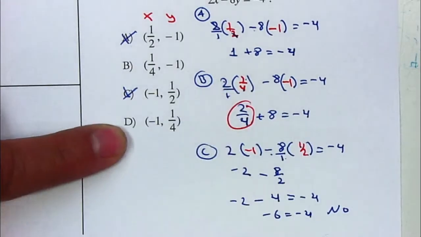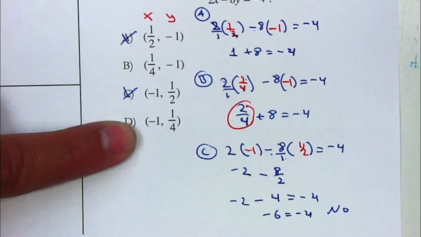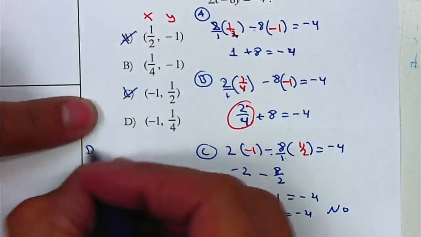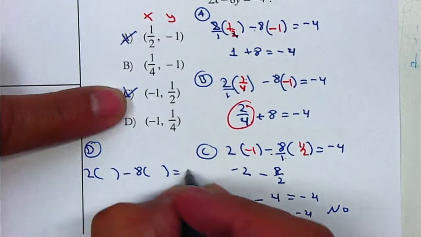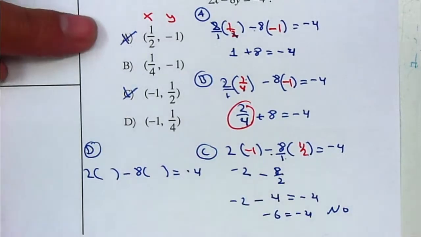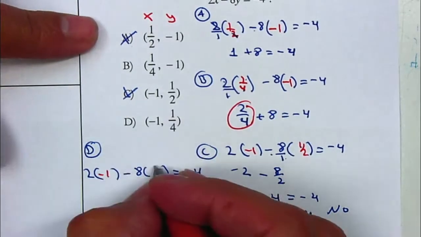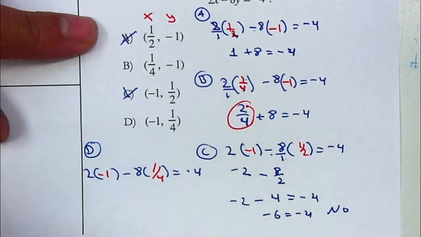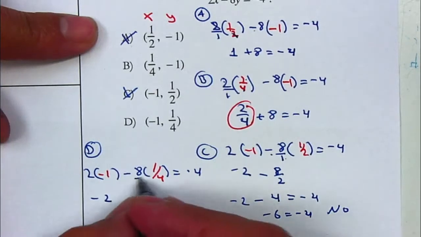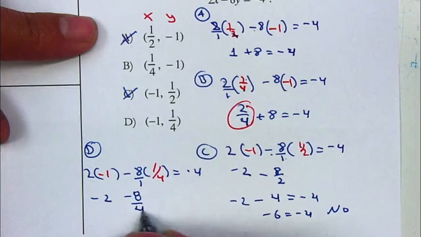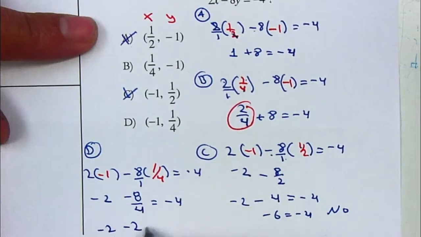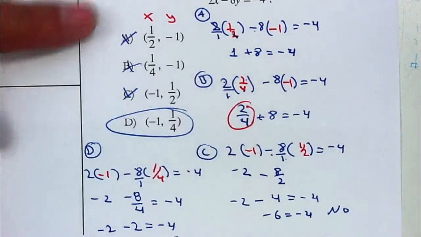So let's try letter D. I'm going to plug in a negative 1. So for letter D, 2x minus 8y is equal to negative 4. X is negative 1, y is 1/4. That gives me negative 2. I'm going to place over 1. That is negative 8. 1 times 4 is 4. That gives me negative 2 minus 2 is equal to negative 4. Yes. So therefore your answer is D.